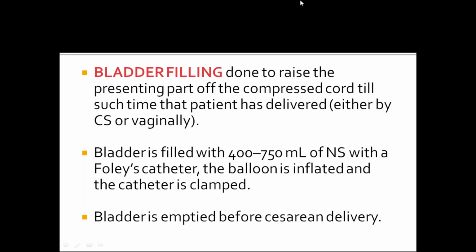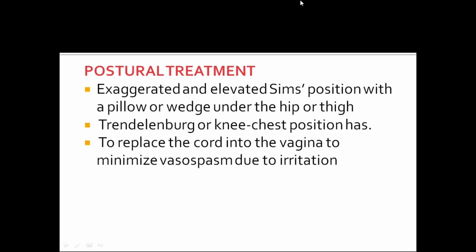So what to do? The bladder is to be filled with 400 to 750 ml of normal saline with a Foley's catheter. The balloon is inflated and the catheter is clamped. And the bladder is emptied before cesarean section or before the time of delivery.